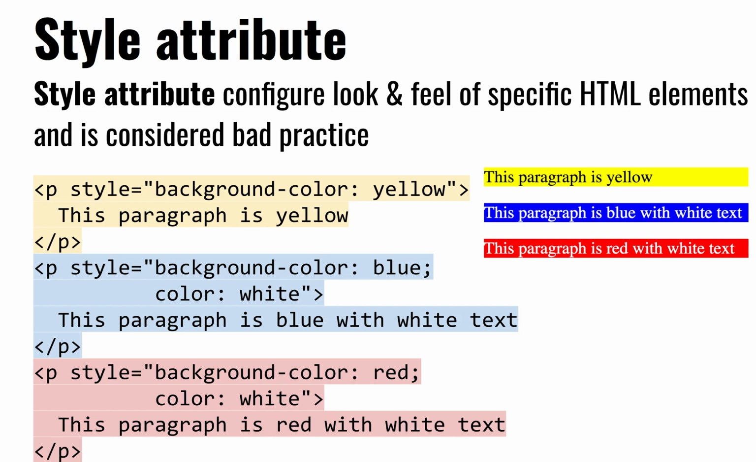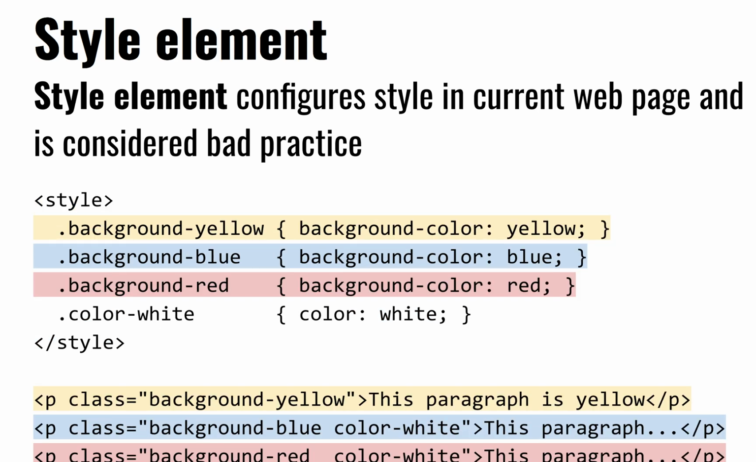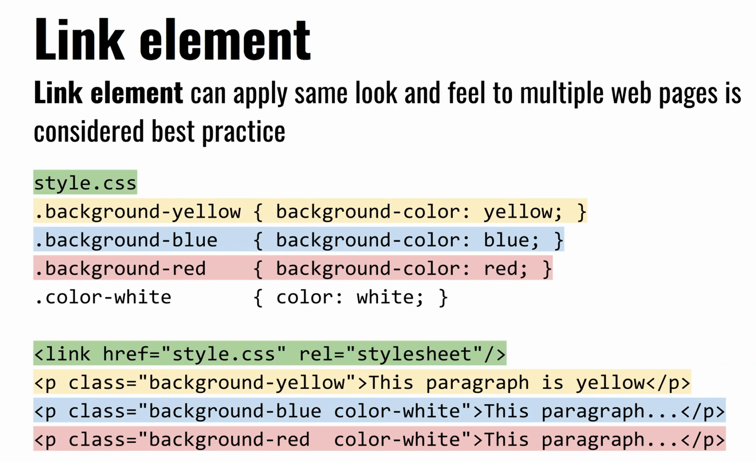So the style attribute being applied to these three different paragraphs, as yellow, blue, and red, or moved over to the style element as a better solution, where you have the selectors on the left hand side and then the transformation definitions on the right hand side. Or the best practice, right, is to move it into a separate file and then link it as a dependency from within the HTML. So definitely use this as the best practice.